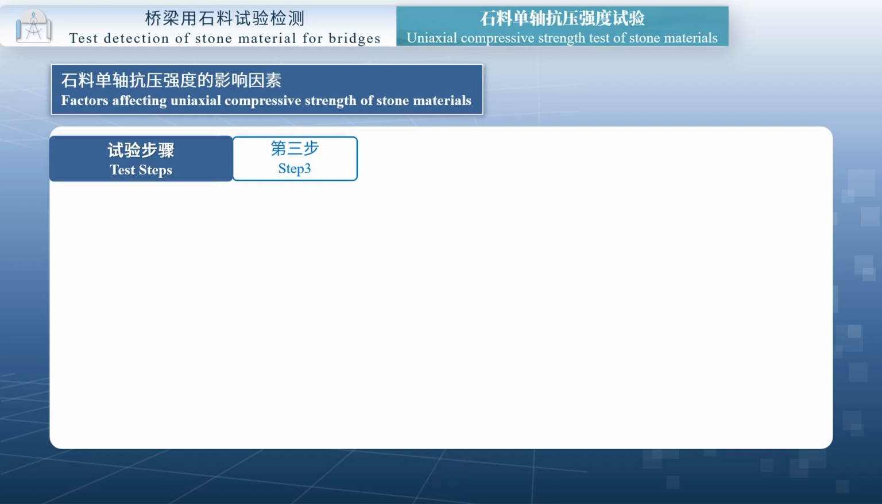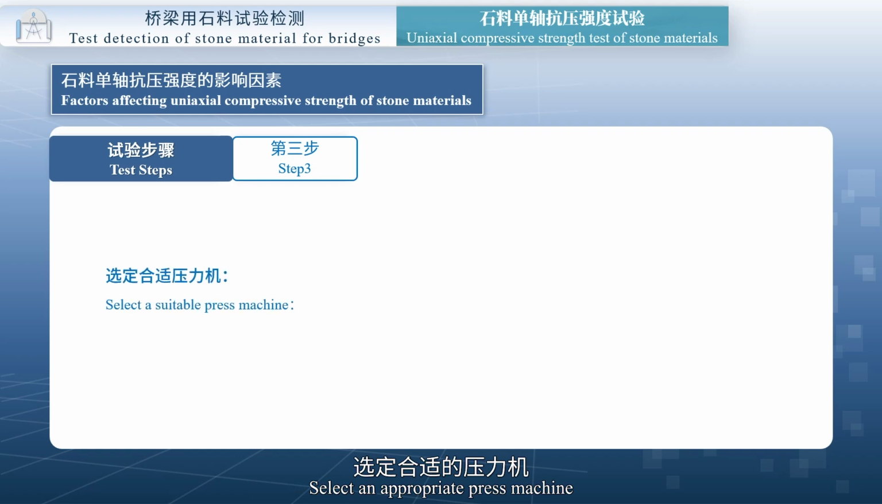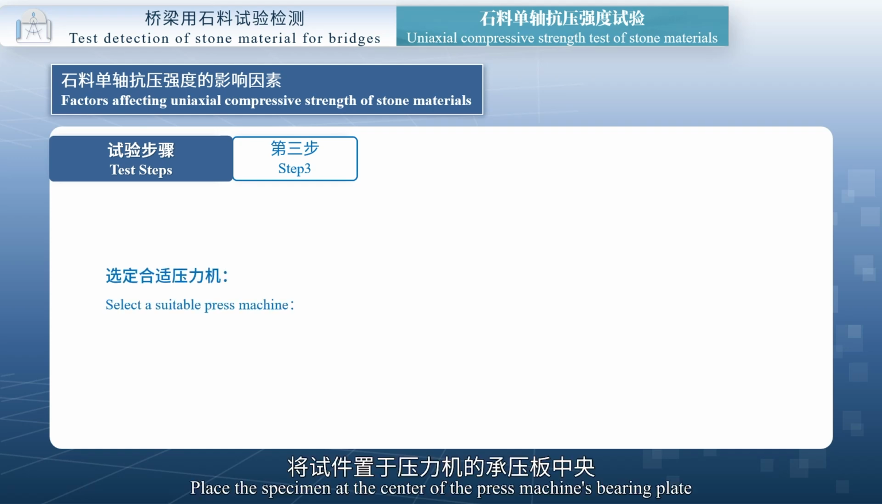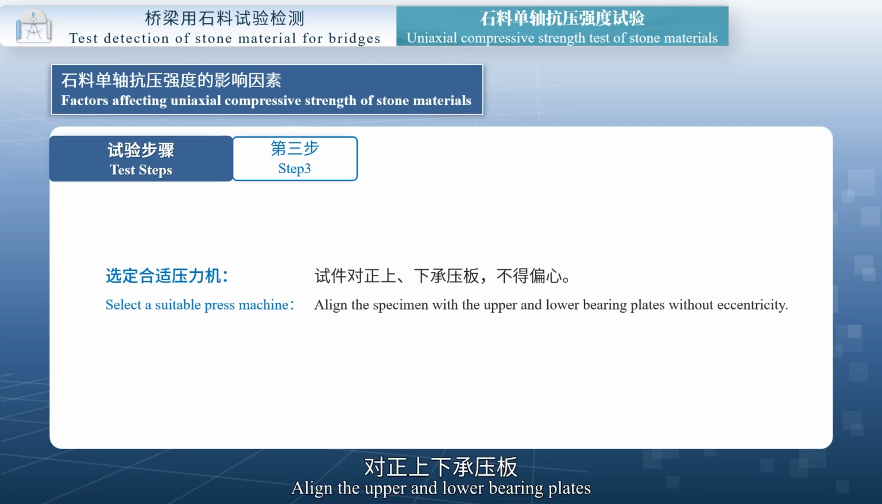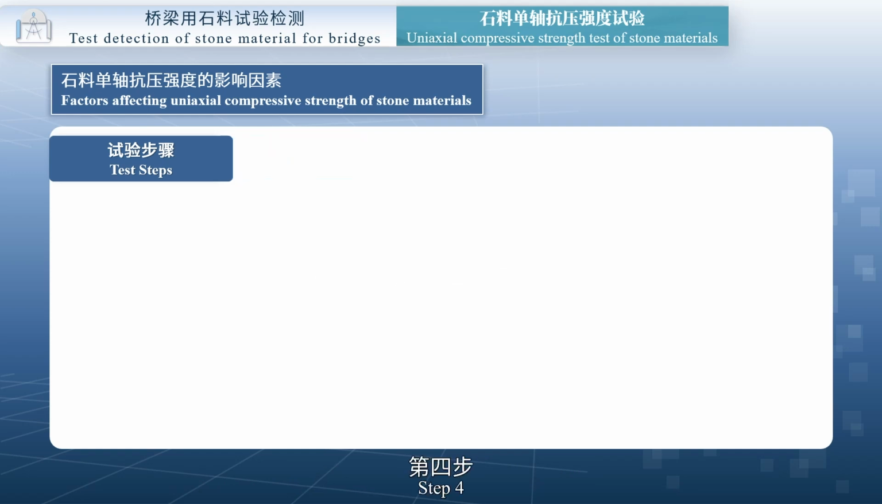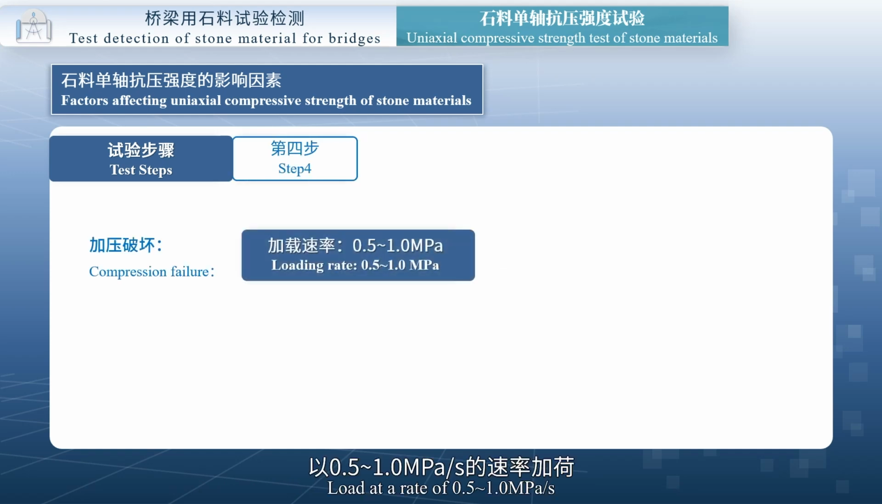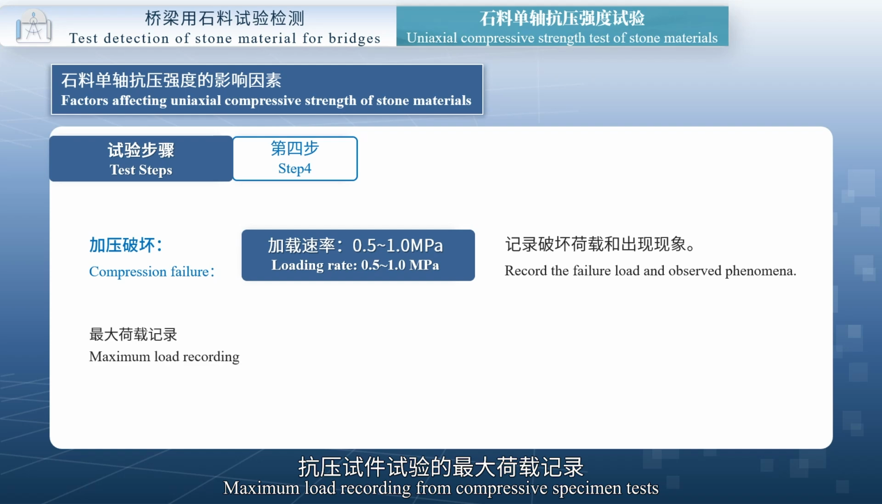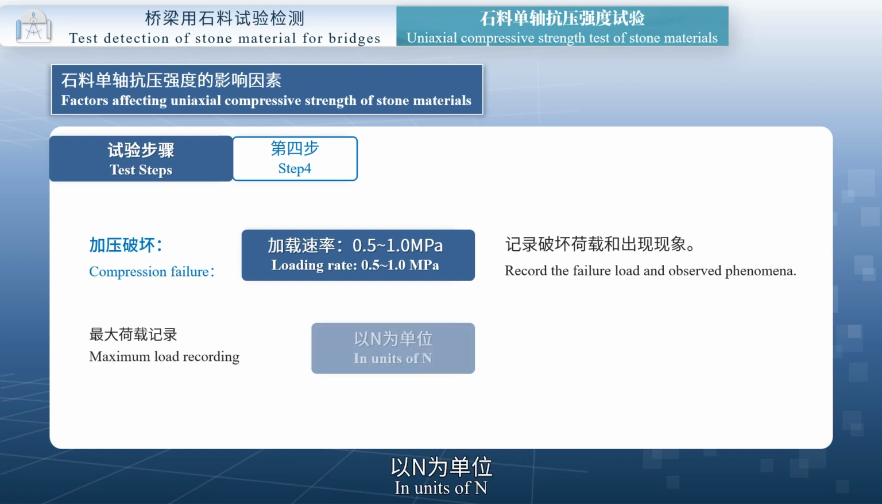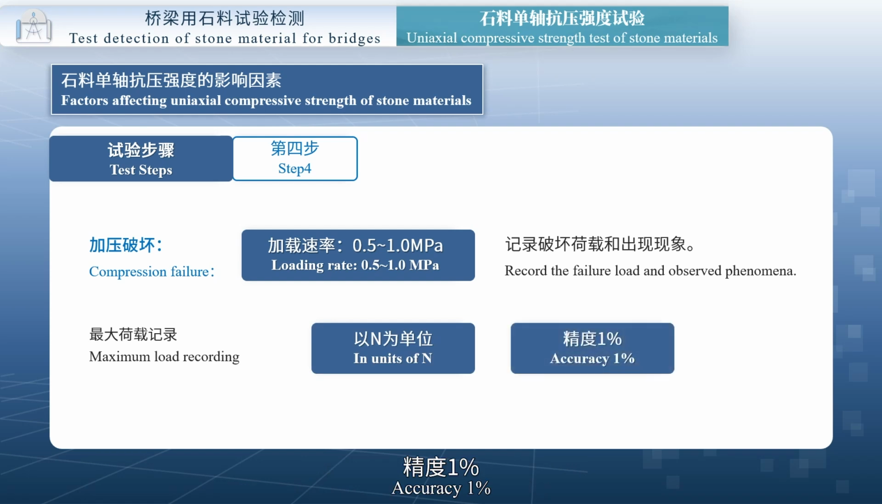Step 3. Based on the strength properties of stone materials, select an appropriate press machine. Place the specimen at the center of the press machine's bearing plate. Align the upper and lower bearing plates; it must not be eccentric. Step 4. Load at a rate of 0.5 to 1 megapascals per second until failure. Record the failure load and observe phenomena during the loading process. The maximum load from compressive specimen tests is recorded in units of N, with accuracy of 1%.